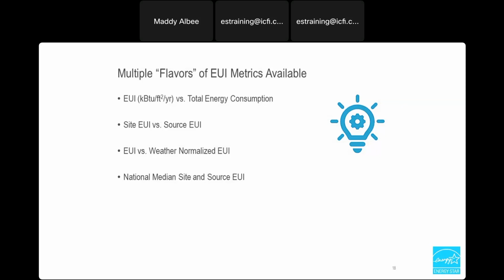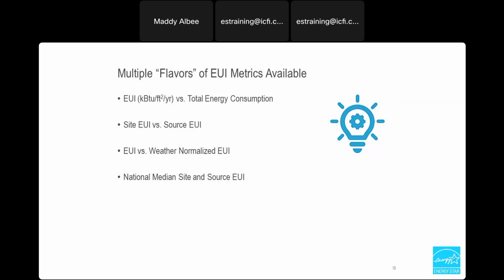Site EUI is the energy that you're using at the building, at your property, and what you see on your bill, while the source EUI is what you see on your bill and what's going on at your property, plus any energy losses that are occurring in the generation step and the transmission step in the energy life cycle. You can also use weather normalized EUI when you track the performance of a single building or a portfolio of buildings over time to address normal variations in weather from year to year.